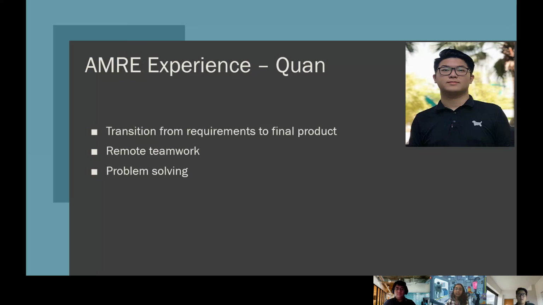One of the most important skills I learned from this AMRI experience is how to make the transition from the basic requirements from the client to the final concrete product. The client requirements sometimes may be unclear, and we have to discuss with both the clients and the team members to give the best solution to solve this problem. So that also helped me enhance my problem solving by applying all the knowledge I learned from class, and also gave me more experience when solving a really hard problem in real life.